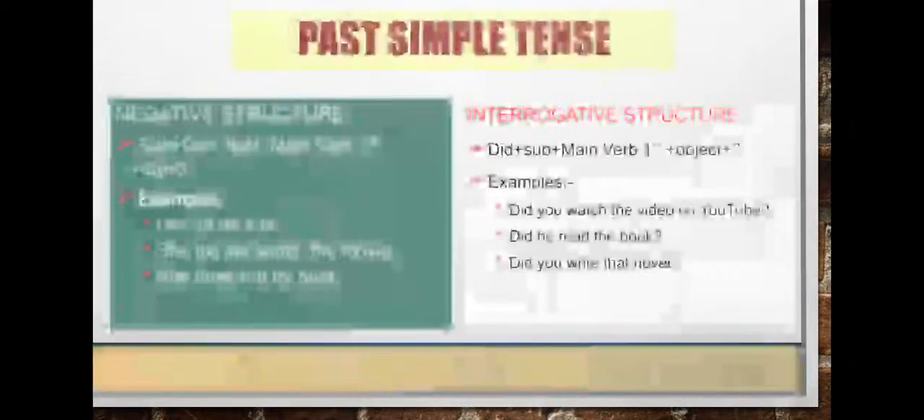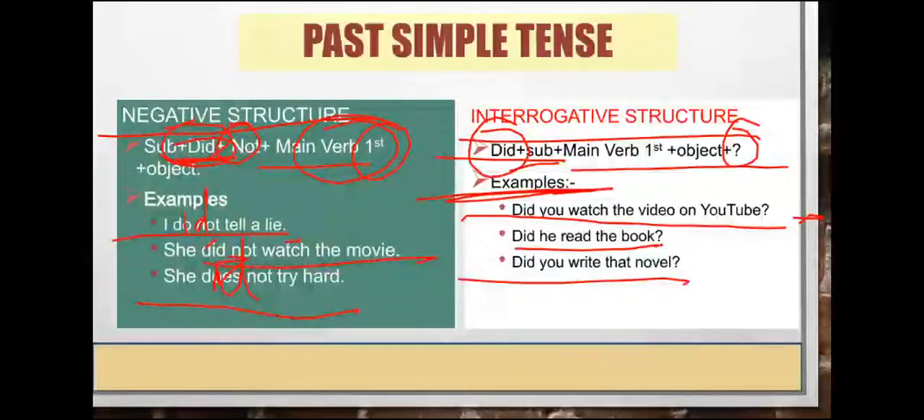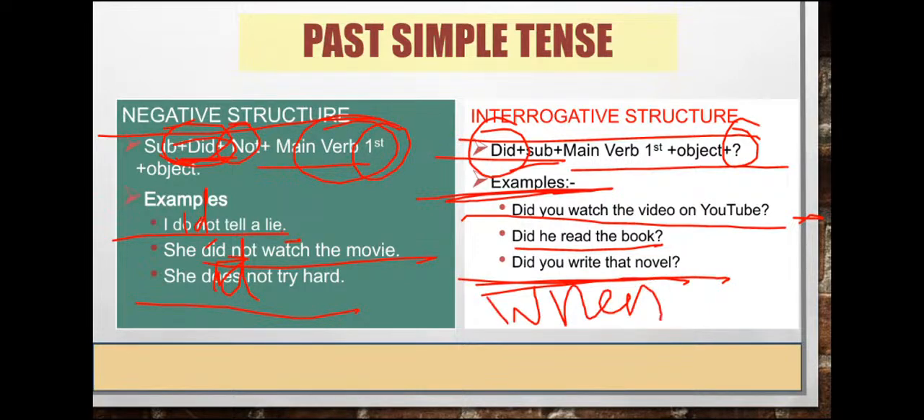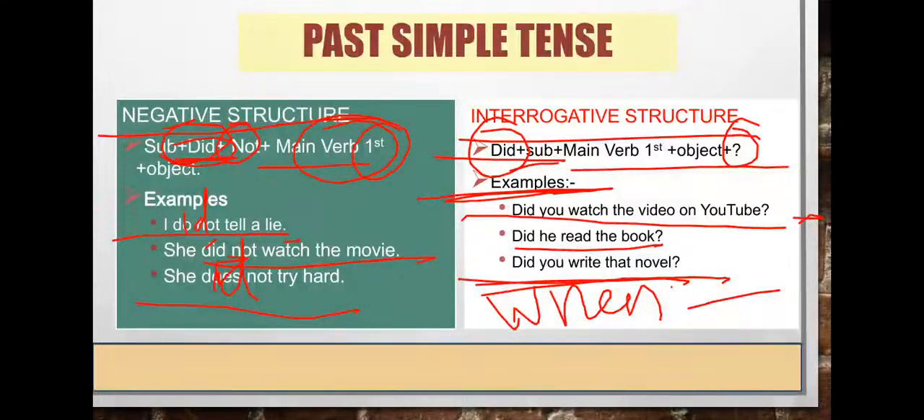And you can make all of these things double interrogative, like we have, did you write that novel? Now add when: when did you write that novel? This is double interrogative. Now, did he read the book? Why did he read the book?